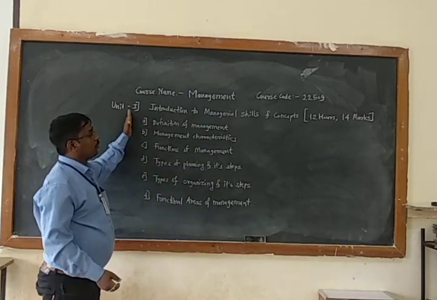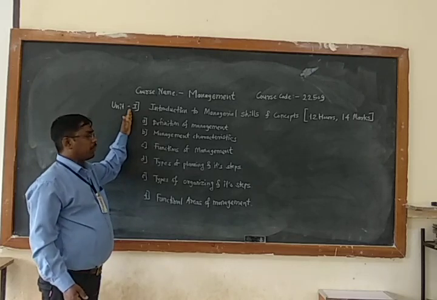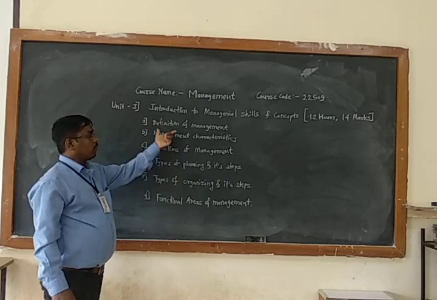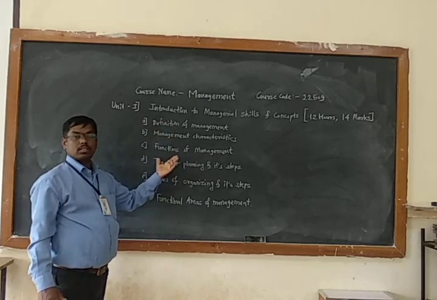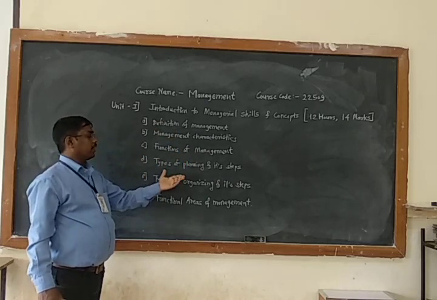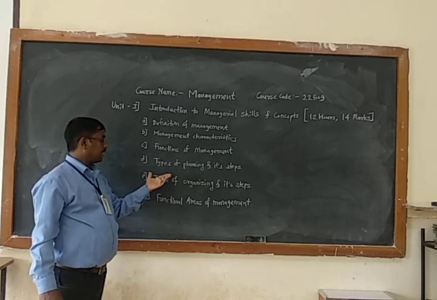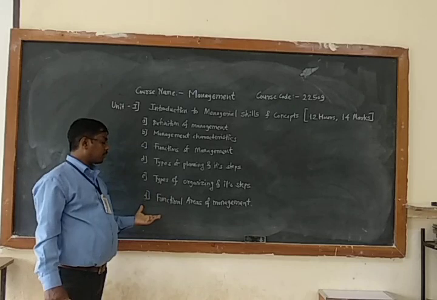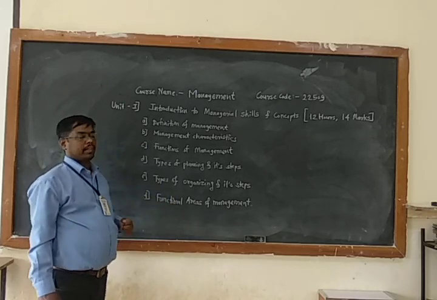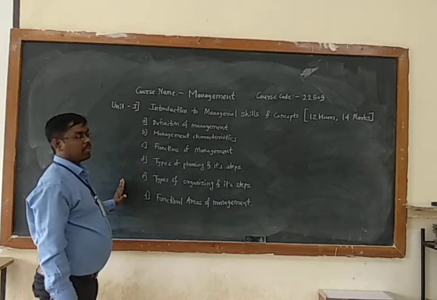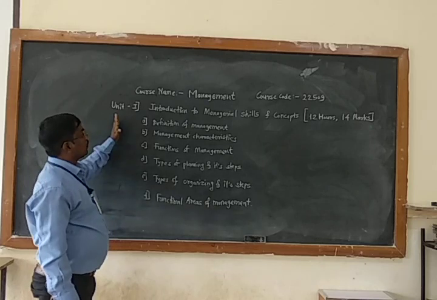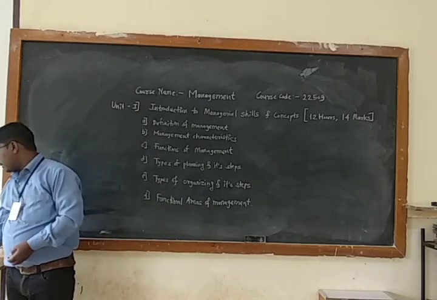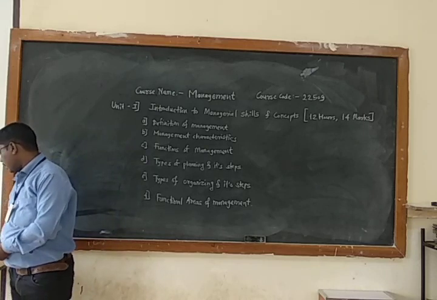Okay, so unit number 1, you should be having the basics of management. According to that, we will discuss its characteristics, its functions, its types, that is types of planning, types of organizing, and the functional areas of management. So this is all about the unit number first for management subject.